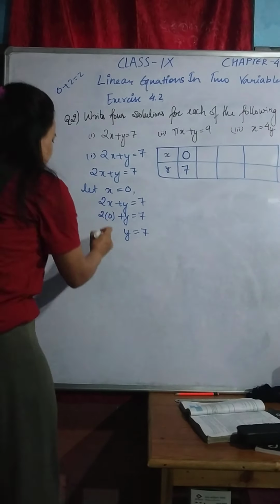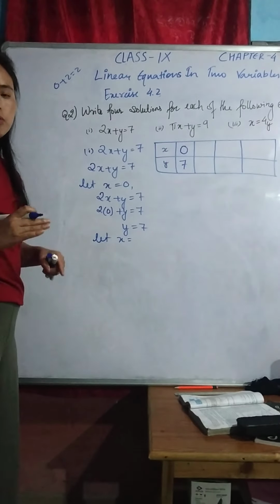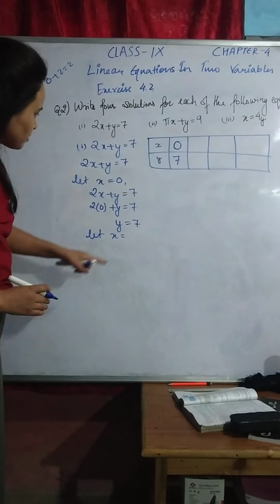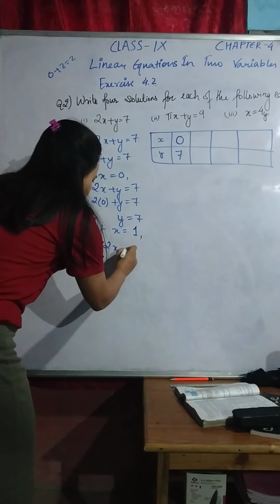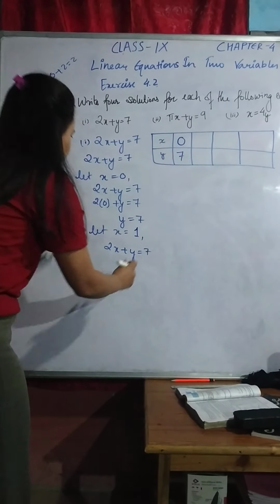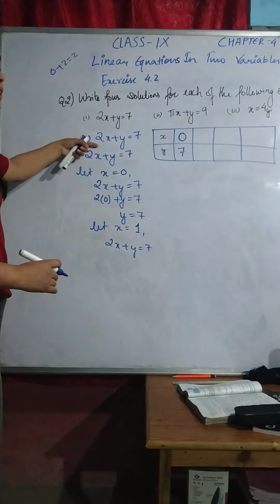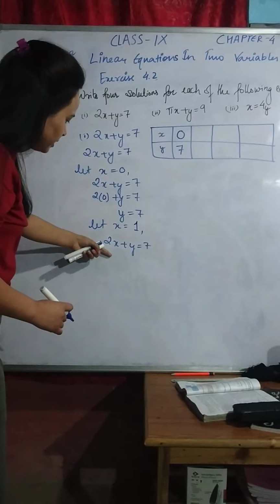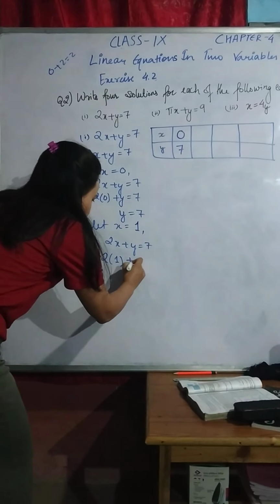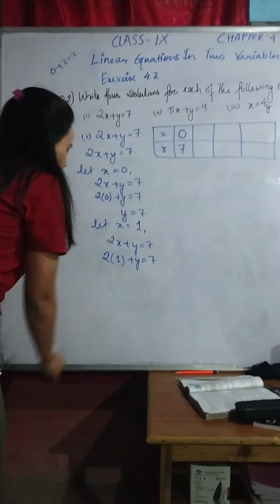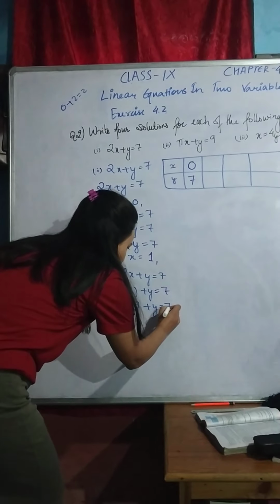Now let's find the second solution. For the second solution also we have to assume the value of one of the variables. So let me assume the value of x here. If x is equal to 1, 2x plus y is equal to 7. We have to write the same linear equation because we are finding the solutions for this linear equation only. So I have written the linear equation here: 2, in place of x write 1, plus y is equal to 7. So 2 times 1 is 2, plus y is equal to 7.